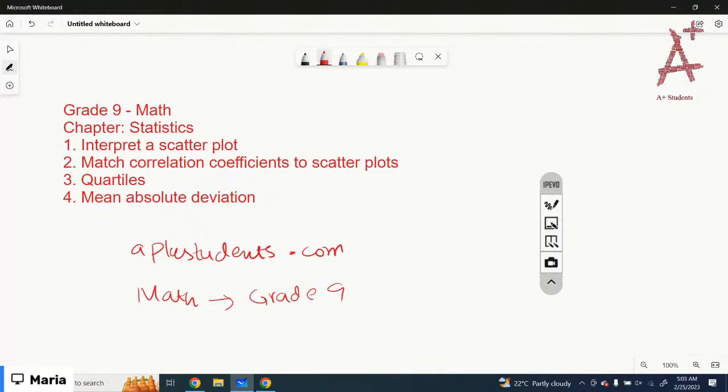We're going to start with the chapter statistics, and the lessons we're going to cover today are interpret a scatter plot, match correlation coefficients to scatter plots, quartiles, mean absolute deviation. So let's just start with the first lesson. Interpret a scatter plot. Let's just start with the lesson.